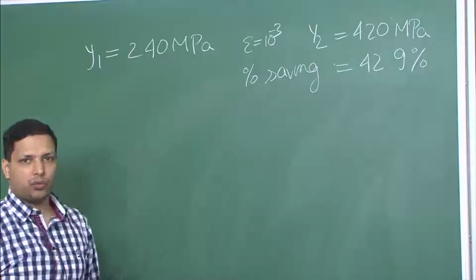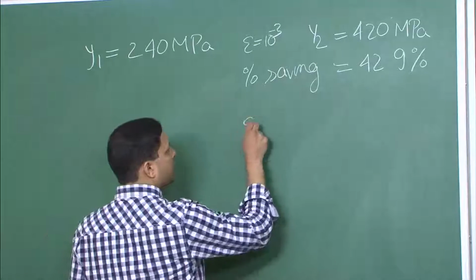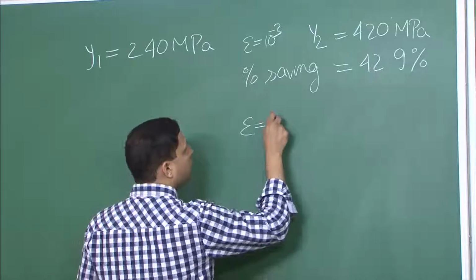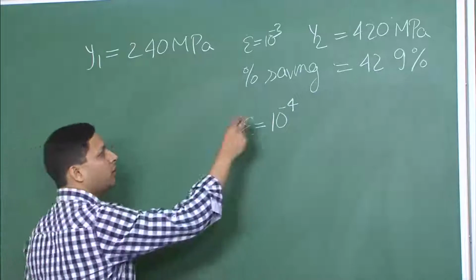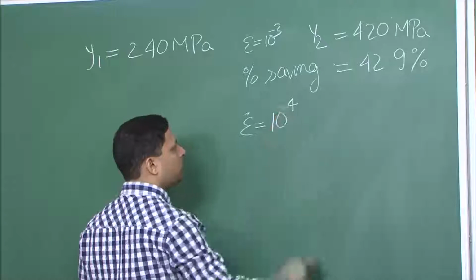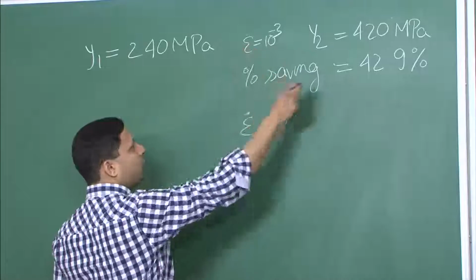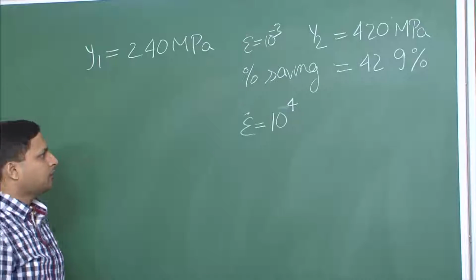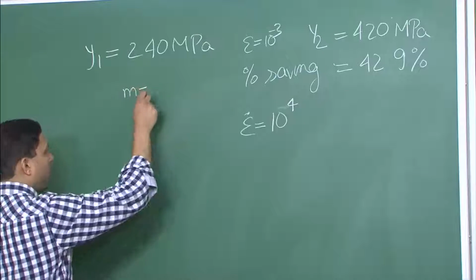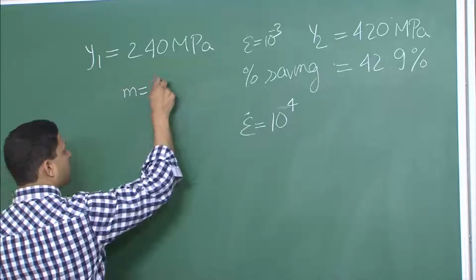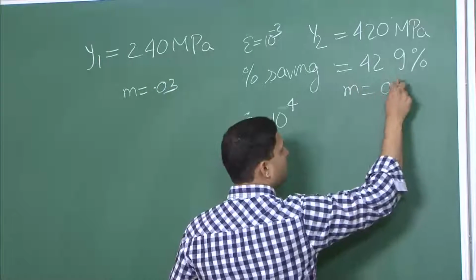Next part is where we see the effect of strain rate. Now, we are saying that when a crash of an automobile takes place, the deformation is at a strain rate of 10 to the power 4, which is 7 orders of magnitude higher than that at which we measured their yield strength. Fortunately for us, we have the m value. The m value for this was given as 0.03 and the m value for this was given as 0.01.